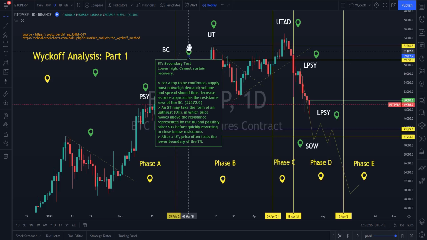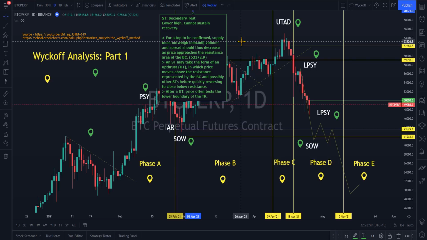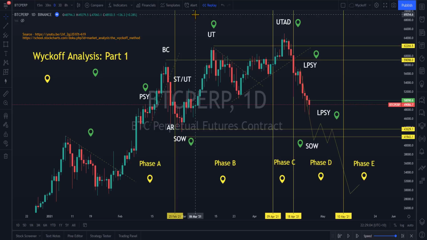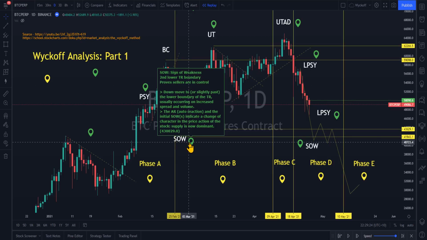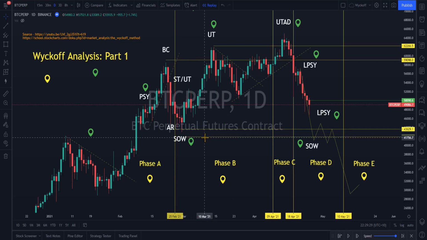So what do we get? We get a secondary test. What is a secondary test? There's a lot of words in there. I'll just explain it. A secondary test is when the price flips up, but it doesn't last, and it collapses down because they're just offloading, selling to drive the price down. The shorts want to drive the price down. What is this thing? It's a sign of weakness. So that is hammering in that lower level of the trading range.